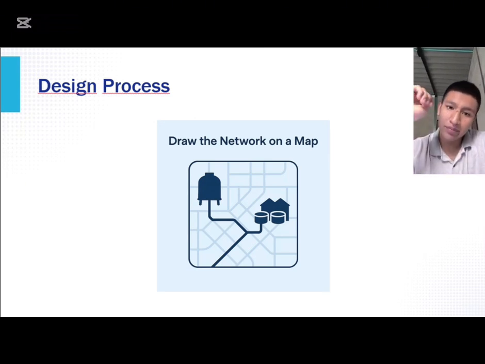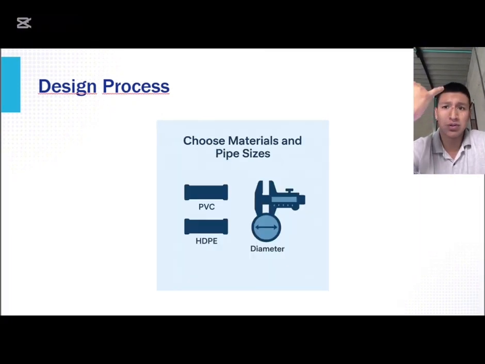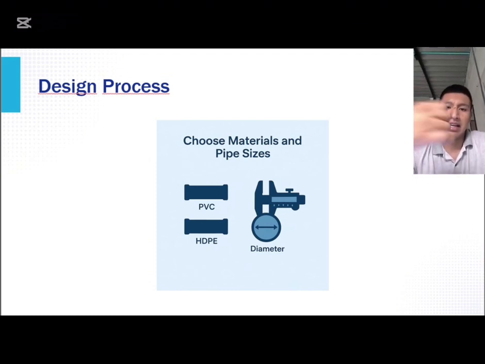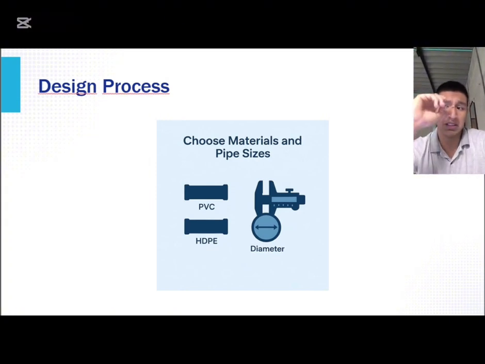The third very important step is to choose the materials and the pipe size. In this case, the civil engineer can select the type of pipe. There are many options, for example PVC, HDPE, or any other material, and calculate the diameter based on the flow and the pressure needs. This is work for a civil engineer.